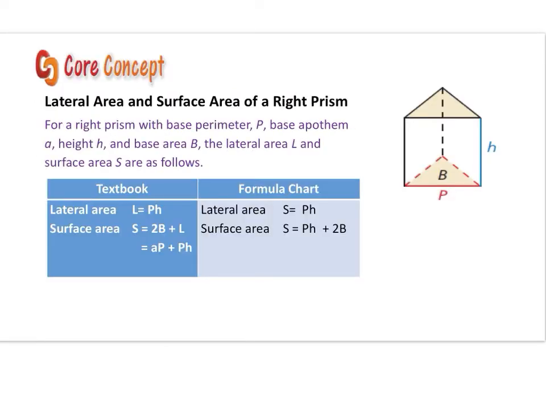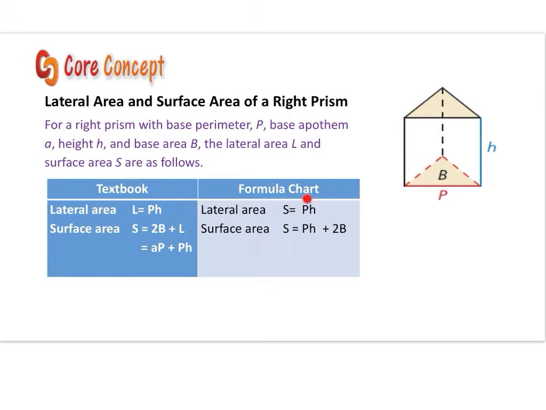All right, one of our first core concepts, key vocabulary and key formulas. So for lateral area and surface area of a right prism, we need to know all of our parts. So all these letters mean something, so let's get that in our notes. Perimeter is capital P, the base apothem is lowercase a, height h is always for the solid, base area capital B, lateral area capital L, surface area capital S.